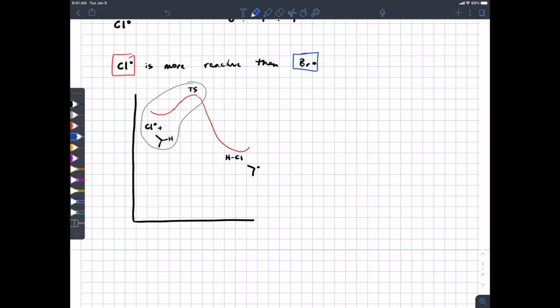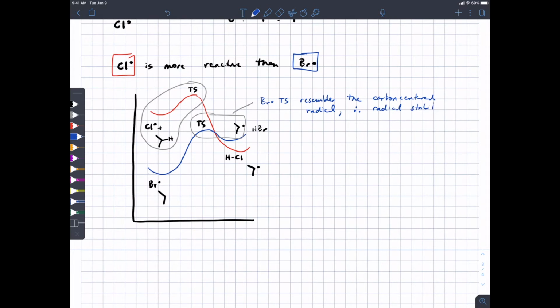In contrast, bromine starts out lower in energy because the Br radical, and I don't know how much lower in energy, so whatever. We'll just pretend it's this. If you find out at some point that I've oversimplified, then I apologize. It starts out lower. The transition state is actually closer in energy to the carbon-centered radical. Now these two are close together, so the Br transition state, the transition state for the reaction of bromine radical with the hydrocarbon, resembles the carbon-centered radical, and therefore the carbon-centered radical stability influences reaction rate.